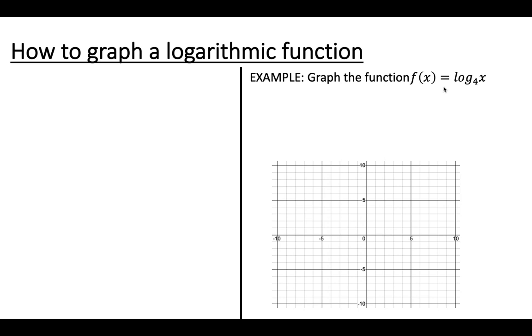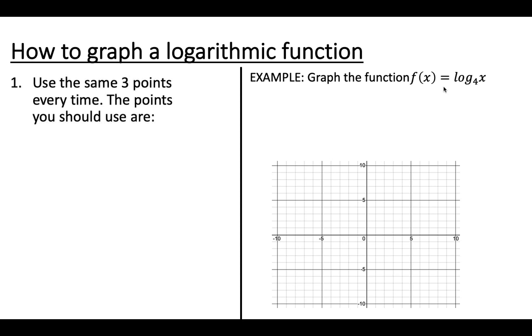I've got just one example left, and it's how to graph a logarithmic function. These actually are going to be pretty simple. You're going to use the same 3 points every single time. And those points are going to look like this: B, comma 1; 1, comma 0; and the last one is 1 over B, comma, negative 1.